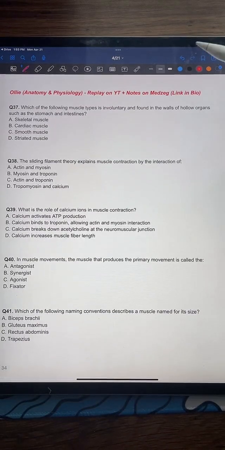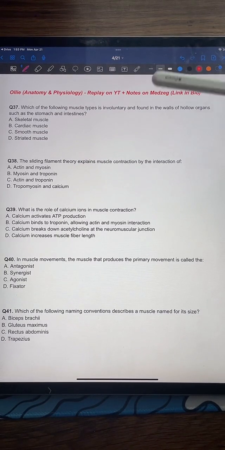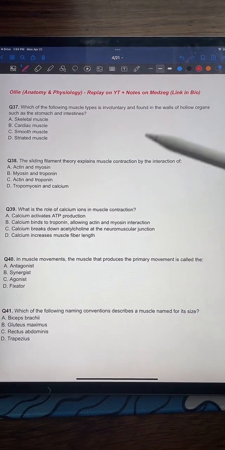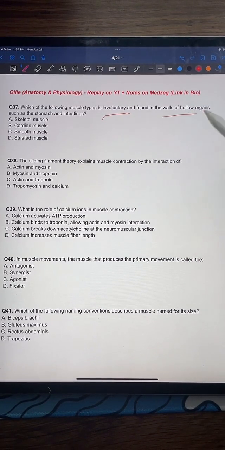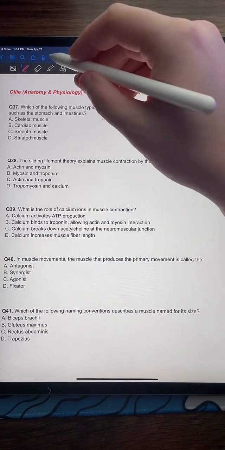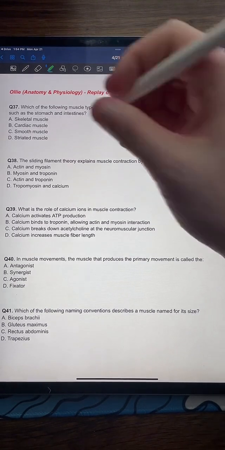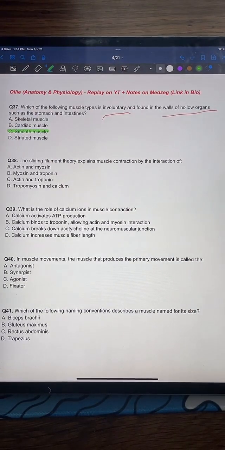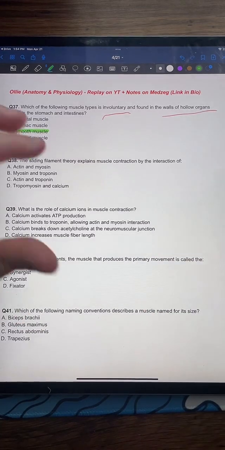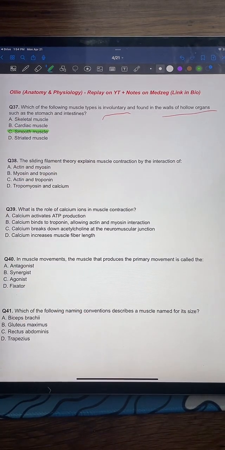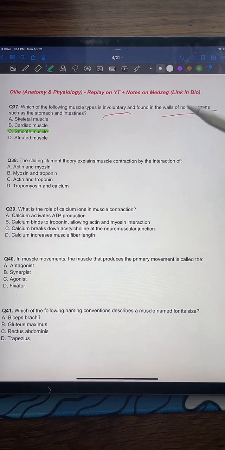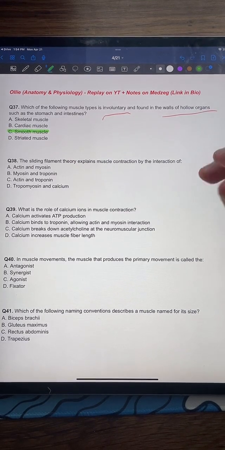Number 37. Which of the following muscle types is involuntary and found in the walls of hollow organs such as the stomach and the intestines? The answer is smooth muscle. Again, smooth muscle is involuntary. You don't have to think about moving food throughout your digestive system. But that is in the stomach, the intestines, blood vessels. It's meant to move substances through these organs.